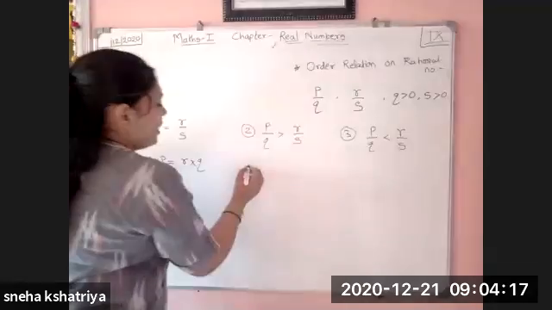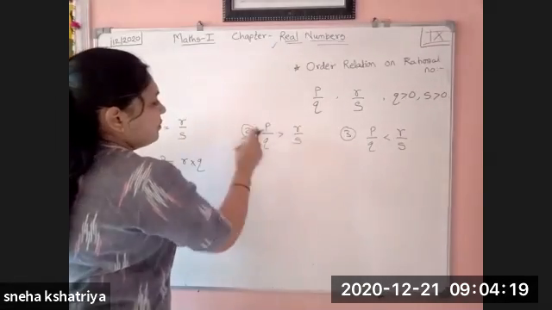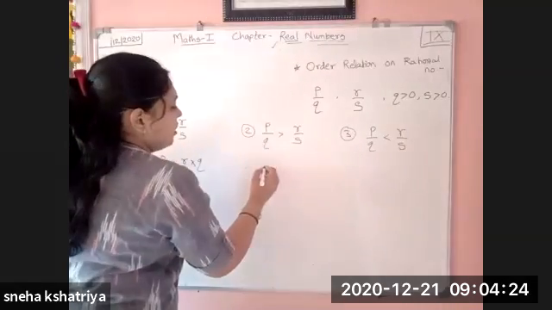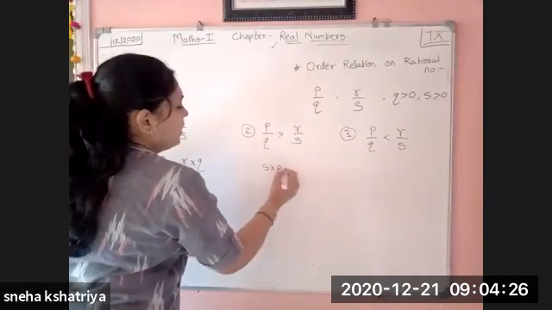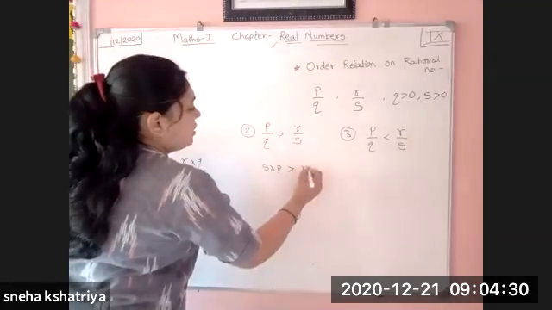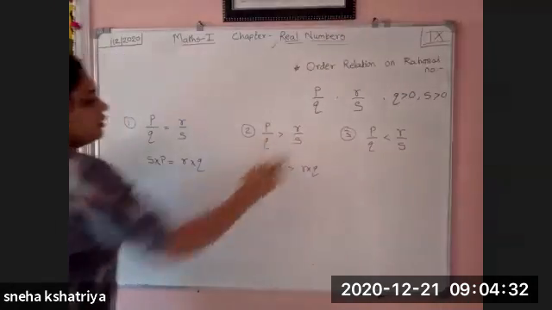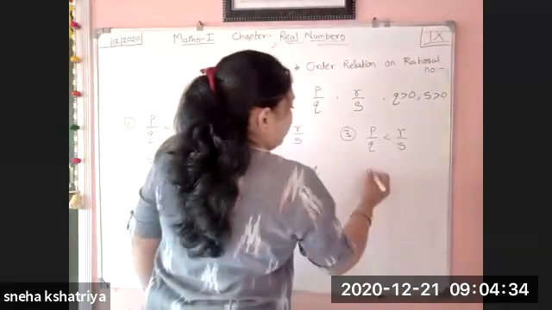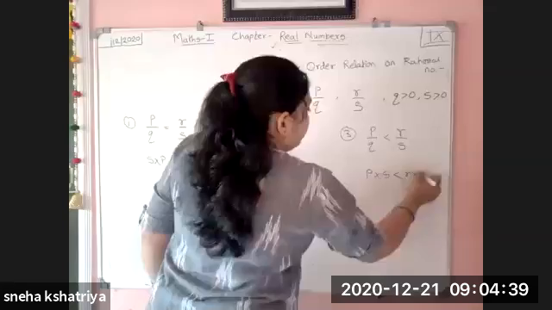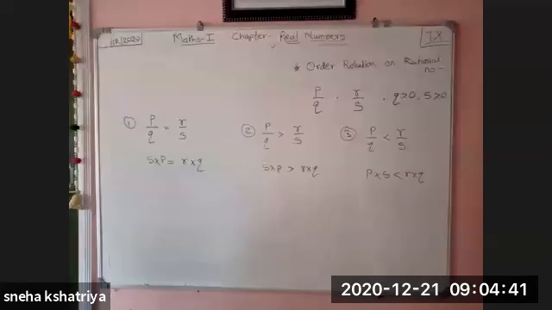Here what we'll get? Second same. S multiplied to P, Q multiplied to R. So we get S into P is greater than R into Q. Similarly here, P into S is less than R into Q. P into S is less than R into Q.